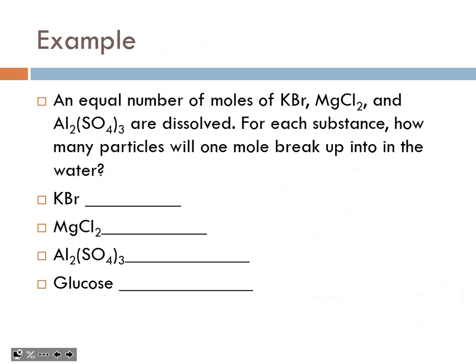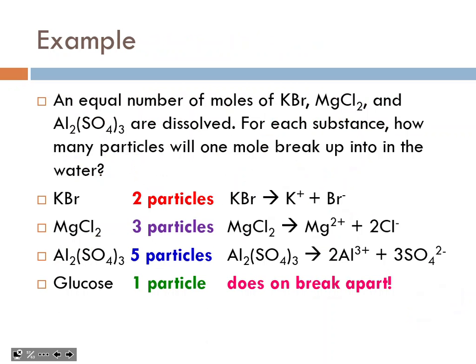So if we're looking at different substances that we put in solution, it's all dependent on the number of particles it breaks up into. So instead of making you go through this bit by bit, I'm just going to show you, if you remember your ionic soluble compounds, they break apart into their ions. So KBr should break apart into 2 particles, and you get K+ and Br-.